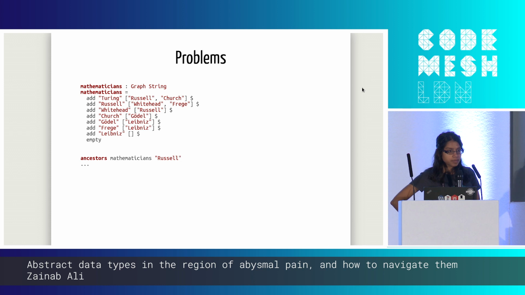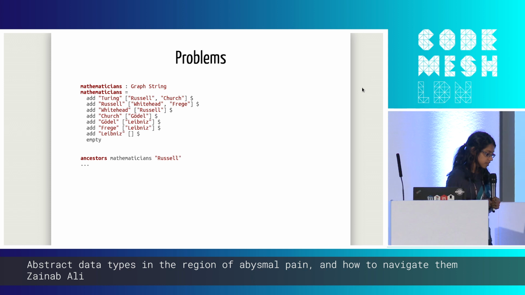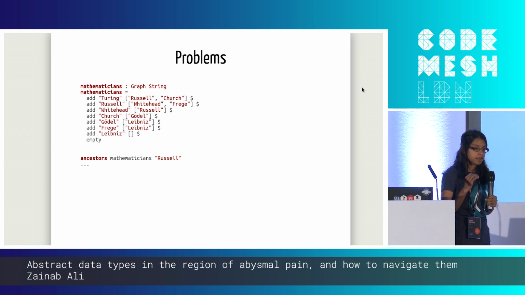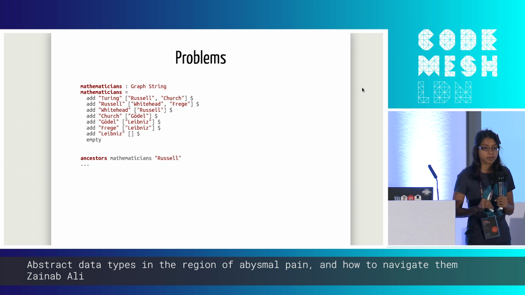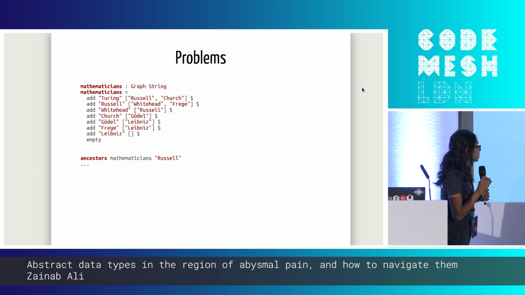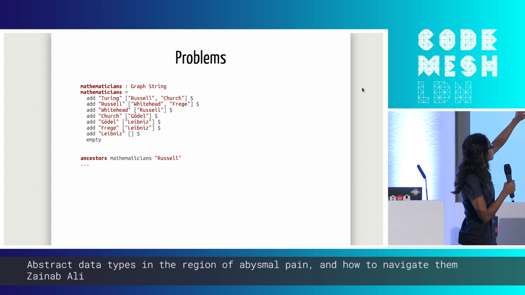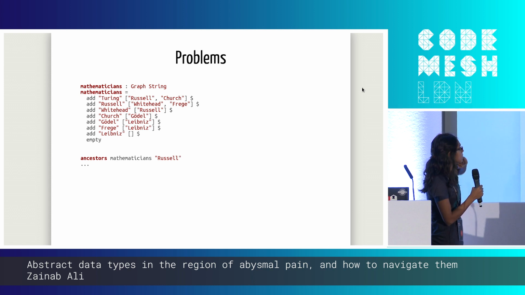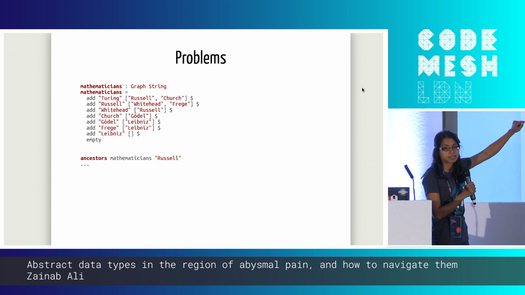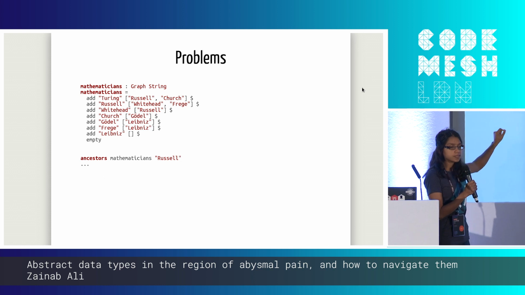But there's something worrying about this implementation. So I noticed that Whitehead and Russell co-authored a book called The Principia. And if they co-authored a book, that probably means that they influenced each other. So if previously I had Russell influencing Whitehead, maybe Whitehead was also influenced by Russell. So maybe those two were influencing each other. If I take this graph of mathematicians and try and find the ancestors of Russell, what do you think happens?